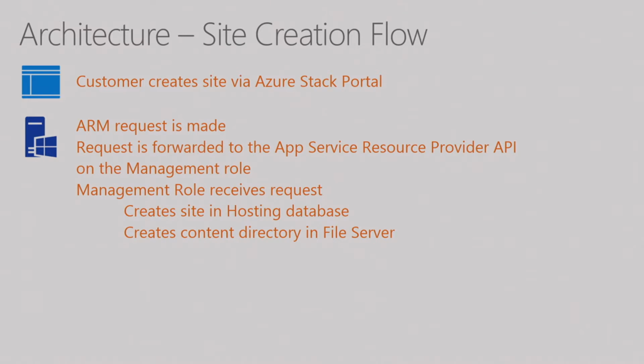So, a site creation flow. A customer creates a site via the Azure Stack portal or via a REST call, and the ARM request is passed on to the management role. The request is forwarded to our resource provider API, and the management role receives the request and creates a site in the hosting database and creates the content directory in the file server. But you'll note we haven't touched web workers yet because we haven't got any traffic coming in, so we don't need to actually deploy anything yet.